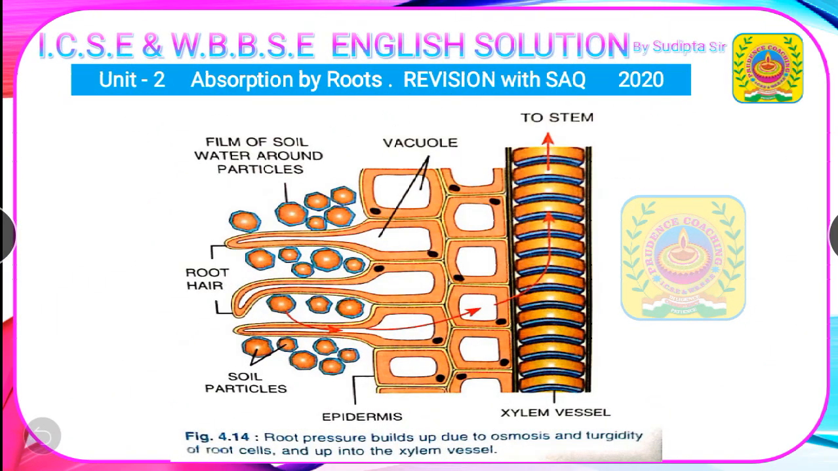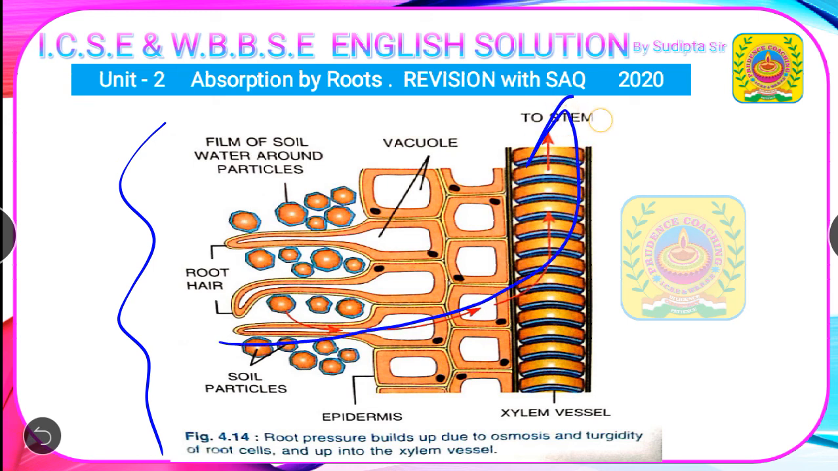And this guttation is helpful for creating a force in the ascent of sap as well. This is the root pressure which builds up due to osmosis and turgidity of root cells and up into the xylem vessels. You just have a look at this picture. This is not so important for your exam. Just look at this picture. Here the water is going upward to the stem from these tissues, these epidermal tissues.